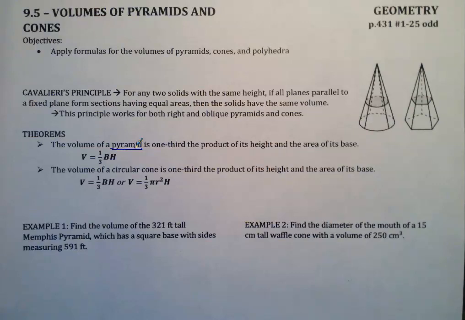The volume of a circular cone is the same thing. It's 1/3 the area of the base times the height. Because it's a cone, we can replace the area of the base with pi times the radius squared, the area of a circle. This is the B because it's the formula for the area of a circle. Just like for our pyramid, depending on if it's a triangular pyramid, hexagonal pyramid, or a square pyramid, that formula for the area of the base is going to change.